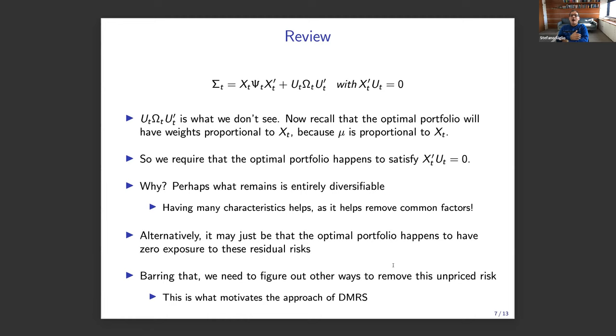Okay, and then the question is, why would that happen by magic? And you know, it probably is not going to happen by magic. And so you're going to need to find a way around that. Okay, so I think this is, to me, the intuition of the paper.